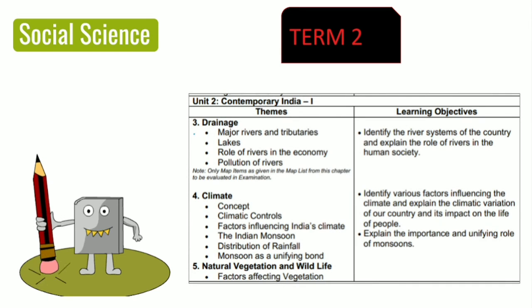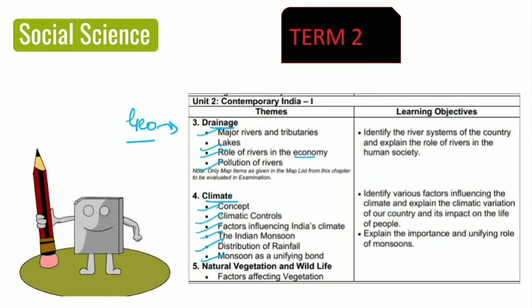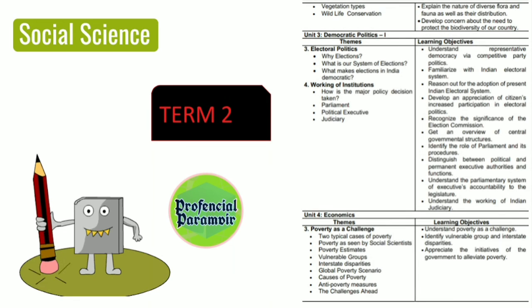In term 2, in geography, we are having drainage and climate. From the drainage chapter, we are having major rivers and tributaries, lakes, role of rivers in economy, pollution of rivers. From the climate chapter, we are having concept of climate, climatic controls, factors influencing India's climate, the Indian monsoon, distribution of rainfall, monsoon as a unifying bond. The next chapter from geography is natural vegetation and wildlife. From this chapter, we are having factors affecting vegetation, vegetation types and wildlife conservation.